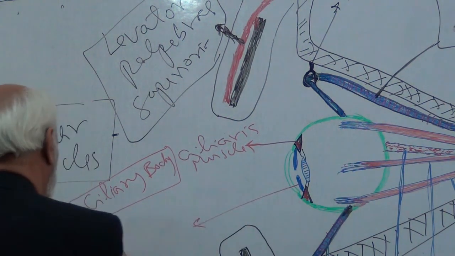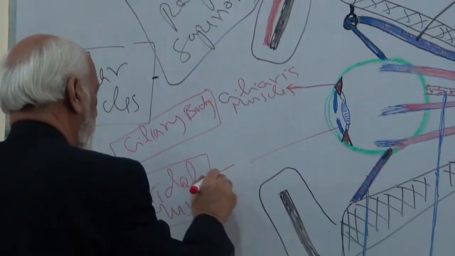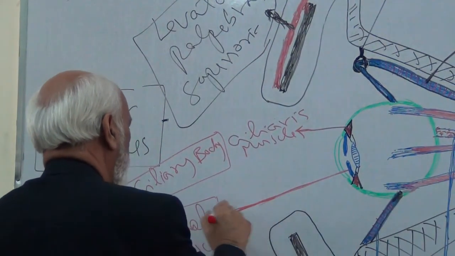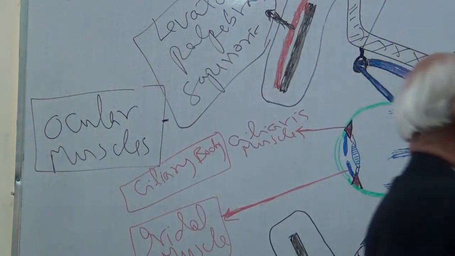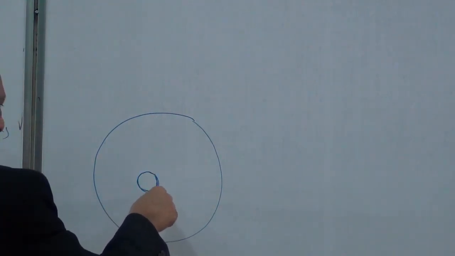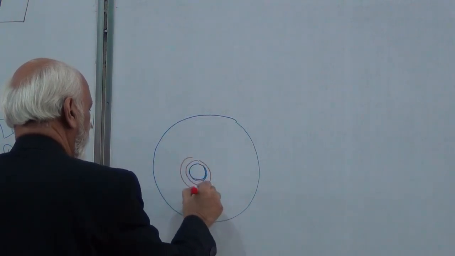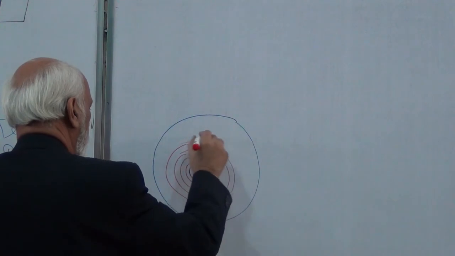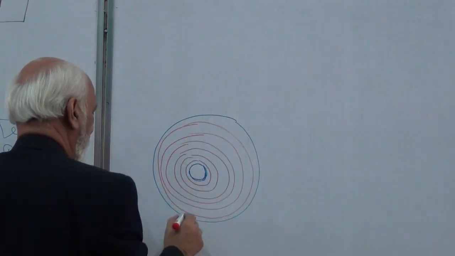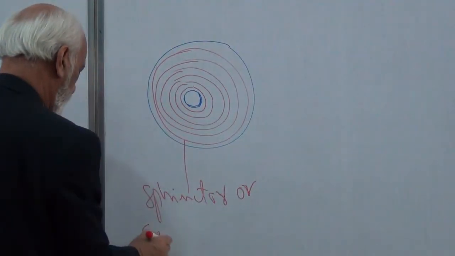Then in the iris, iridal muscles, and I told you that the iridal muscle comprises sphincter pupillae and dilator pupillae muscle. Suppose this is front view of the iris and this is pupil. Pupil is eccentrically located in the iris, not centrally. This is pupil or opening. Now this is iris. It comprises sphincter pupillae muscle and dilator pupillae muscle. The sphincter pupillae muscle is circularly arranged. These are sphincter pupillae, the constrictor pupillae.